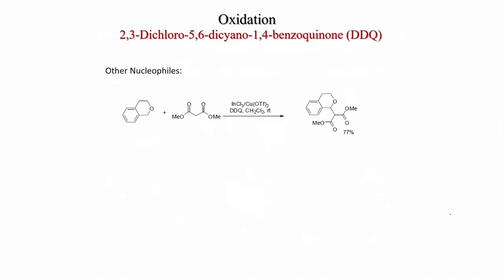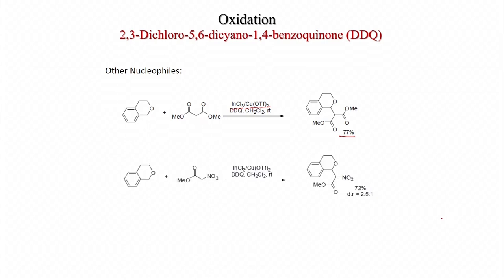Other nucleophiles can also be used in this reaction with the chroman, like dimethyl malonate can be reacted with chroman. You have to use another Lewis acid along with DDQ. At room temperature you get 77% yield of this product. So here also you get an oxonium ion, and then the negative charge of dimethyl malonate reacts here and you get this product.